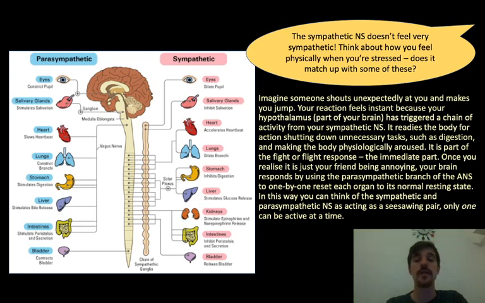Once you realize it is just your friend being annoying, your brain will then respond by using the parasympathetic branch of your ANS to, one by one, start to reset the organs to their normal resting state. In this way, you can think of the sympathetic and parasympathetic ANS as acting as a seesawing pair. Only one can be active at a time. So under stress, sympathetic. Under relaxation or just a normal environment, parasympathetic.